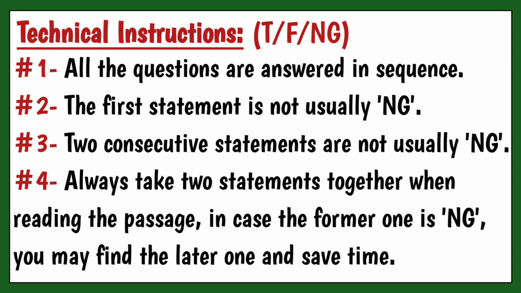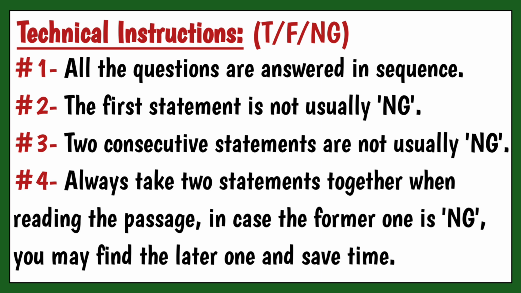Instruction number 2. The first statement is not usually not given. The first statement is most of the time not "not given". You can say it is 99% not "not given". Instruction number 3. 2 consecutive statements are not usually not given. And once one is not given, the one right after it is not "not given". This is also 99% confirmed.